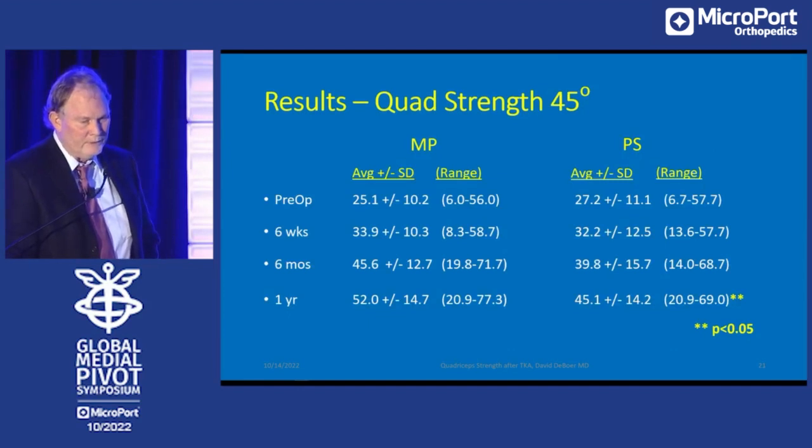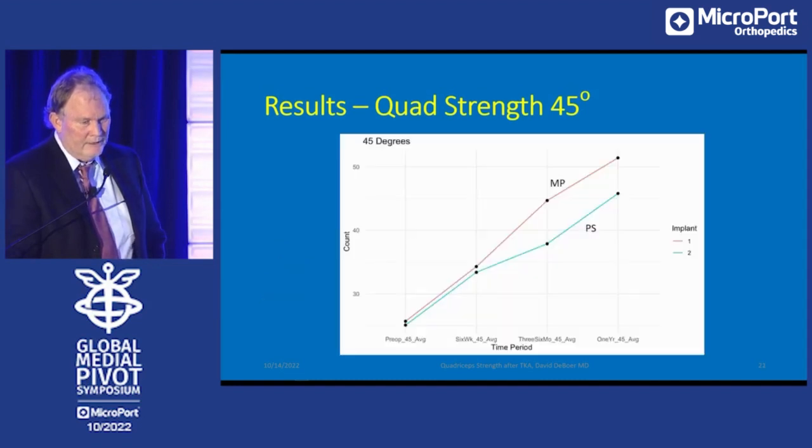At 45 degrees, again, almost identical. It took a year before they were statistically significant. But in general, the PS group, or the medial pivot group, was stronger in all categories.